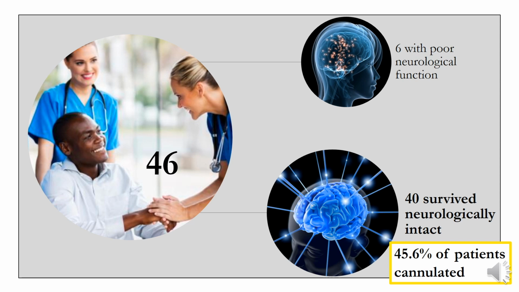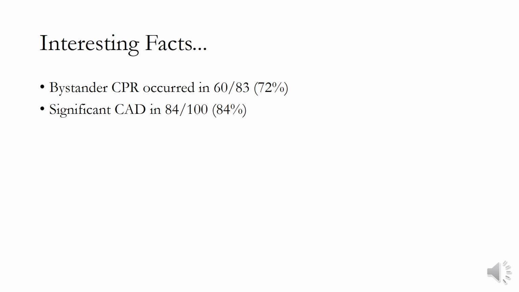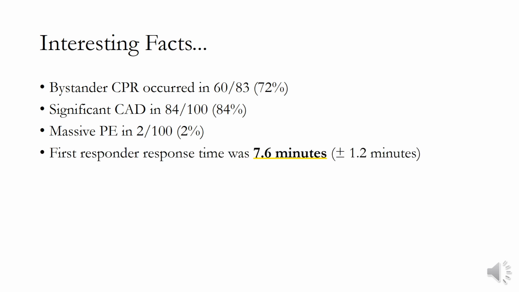Some interesting facts about this study. Bystander CPR only occurred in 60 out of 83 patients. Significant coronary artery disease was found in 84 of the patients. And if you remember, 8 didn't even get to the cath lab because they were excluded based on their ABG, which means really 84 out of 92 patients had significant coronary artery disease. Massive PE was found in 2.